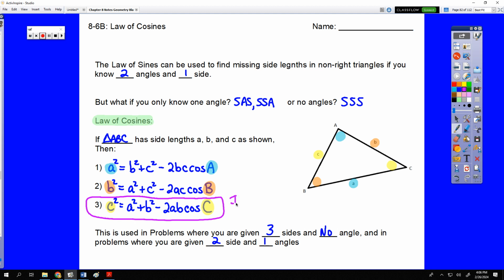If C is a 90-degree angle, then that last part, negative 2 times a times b times the cosine of 90 degrees, is 0, and that equation becomes the Pythagorean theorem. So just something to keep in mind, that this is a more general rule that works for all triangles, whereas the Pythagorean theorem requires that 90-degree angle, because otherwise you'd have to subtract 2ab cosine of that angle.